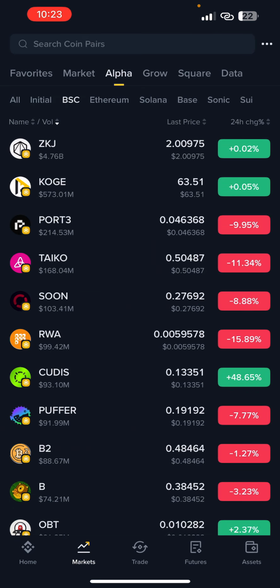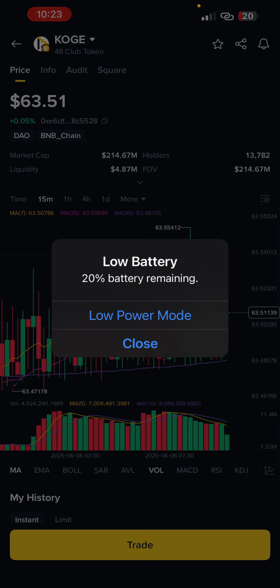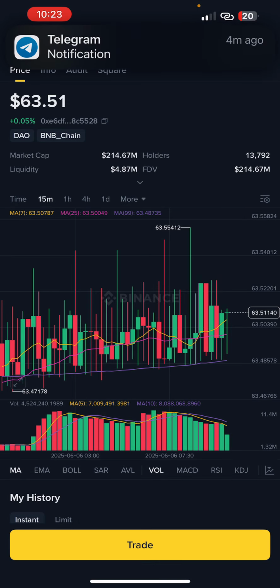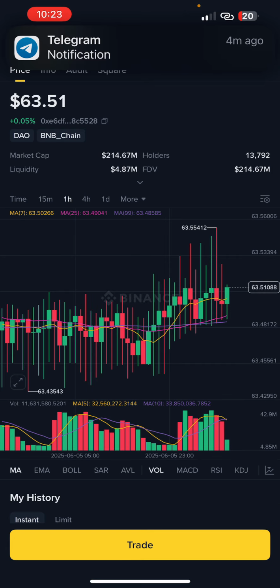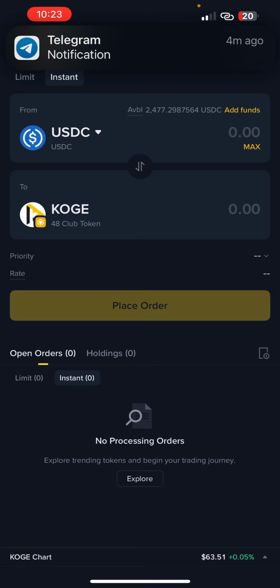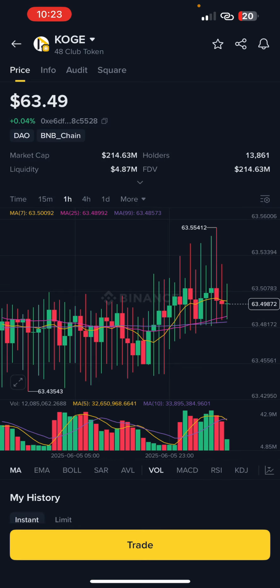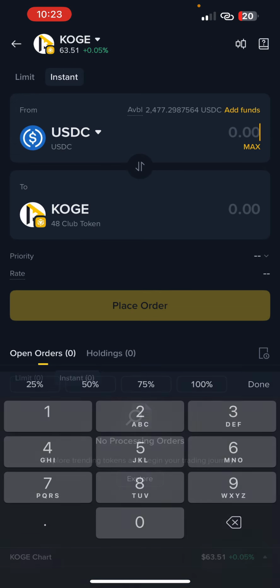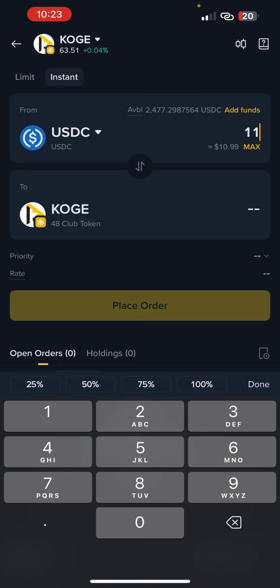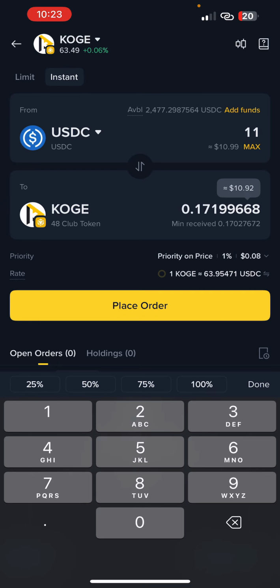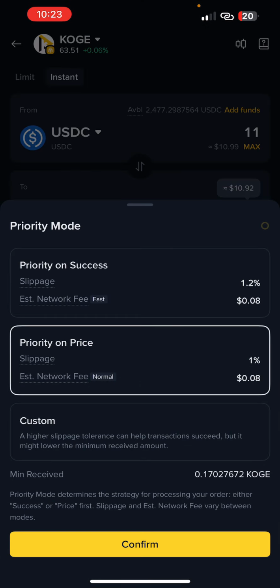I'm doing a lot of trades on Kuji, but let me find something that is stable. Not Kuji now, Kudis. So let me do Koge, and then let me see what I can do with this. Oops. Maybe I want to do it when it's correcting. I want to see if I can jump in now. Do like $11. You can see that the gas fee here now is 8 cents. Standard gas fee, network fee, normal, 8 cents.